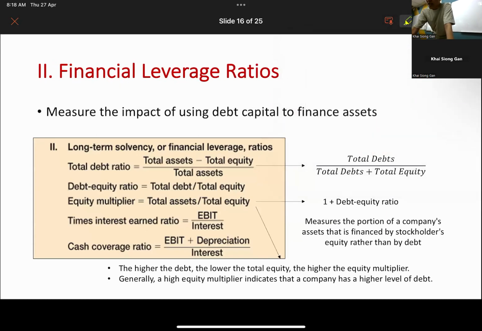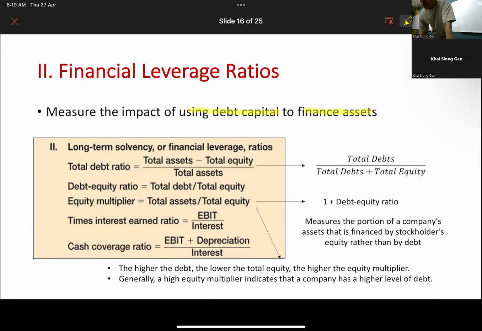When we talk about financial leverage ratio, leverage means you are borrowing money, you rely on loans. So basically, we are referring to how the firms use debt capital. Debt capital means debt financing, borrowing money to finance assets. That's why we call it leverage. Leverage means you rely on loans to fund your assets, to fund your business. So there are 5 formulas over here. Focus on the first 3, but I will still go through them with you so that at least you know what each formula means. So the first one is called total debt ratio.